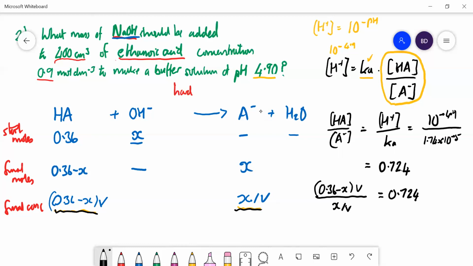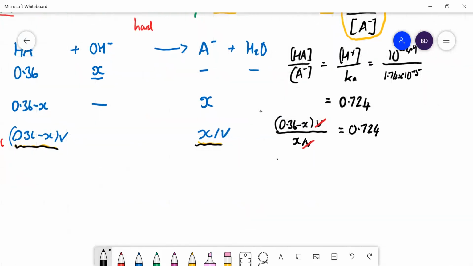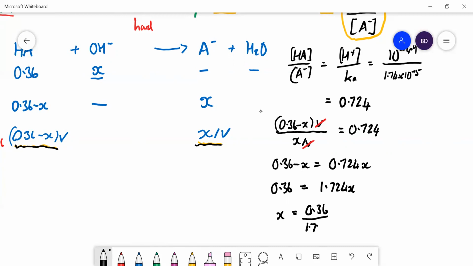So the first thing to do is cancel out the V's. Then I'm going to multiply both sides of the equation by X. So 0.36 minus X is equal to 0.724X. Then add X to both sides: 0.36 is equal to 1.724X. Then divide both sides by 1.724, and that is equal to 0.209 moles. Now that's the moles of OH minus.